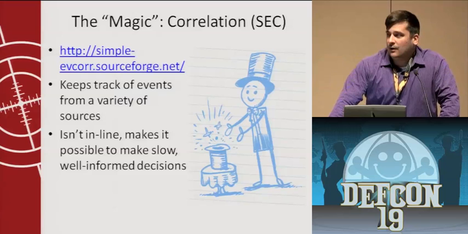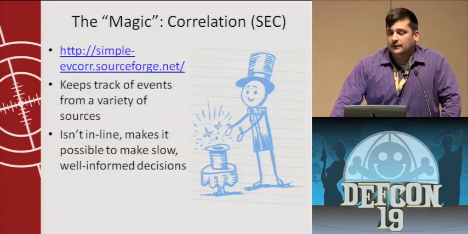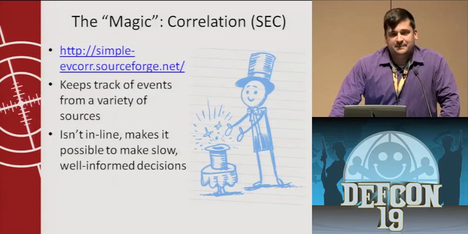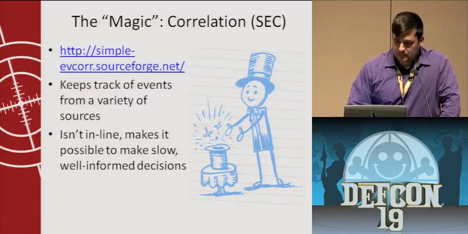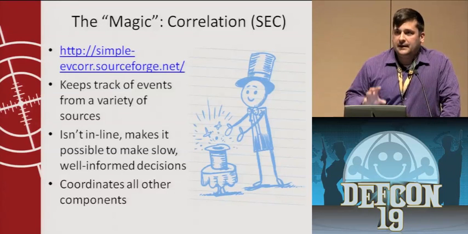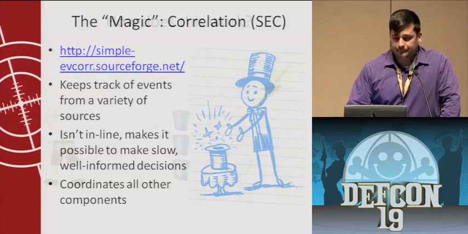So I can make slow, well-informed decisions. I can keep all kinds of things in memory as long as I have enough memory to hold it. And I can spend minutes making decisions instead of having to spend split seconds. The SEC system is in charge of coordinating everything else in the environment.